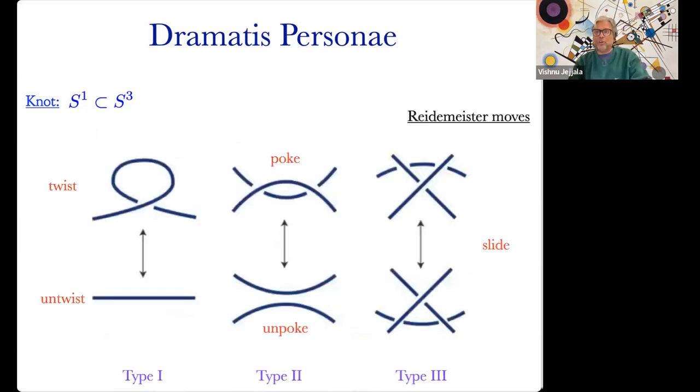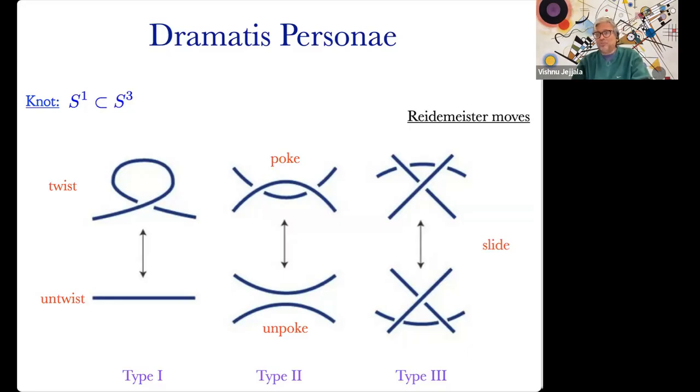Okay, so there are certain other moves besides a twist you can do to complicate and uncomplicate knots. If there are two strands that pass on top of each other, you can poke them apart. And then there is this slide, which involves three strands. And these are called Reidemeister moves.